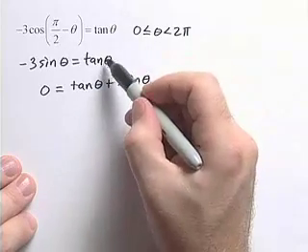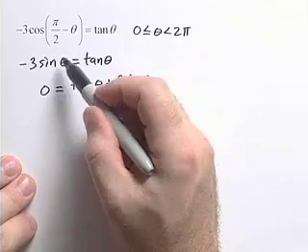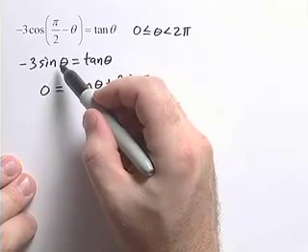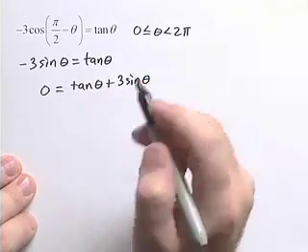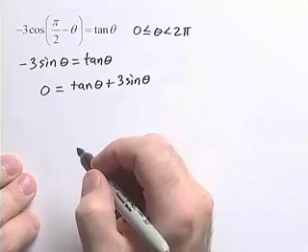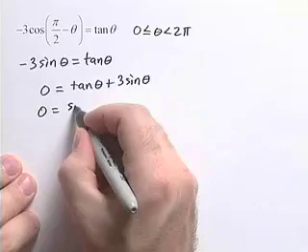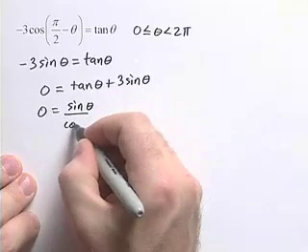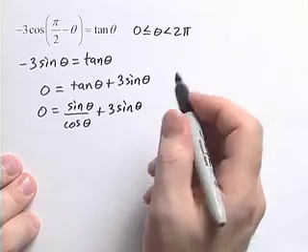Now, even though we know tangent is sine over cosine, we need to resist the temptation to just divide by sine, because the sine value can actually be 0. We don't want to divide by 0. So we're going to add 3 sine theta to both sides. So here we have 0 equals tangent theta plus 3 sine theta. We're going to rewrite tangent as sine of theta over cosine theta, plus 3 sine theta.